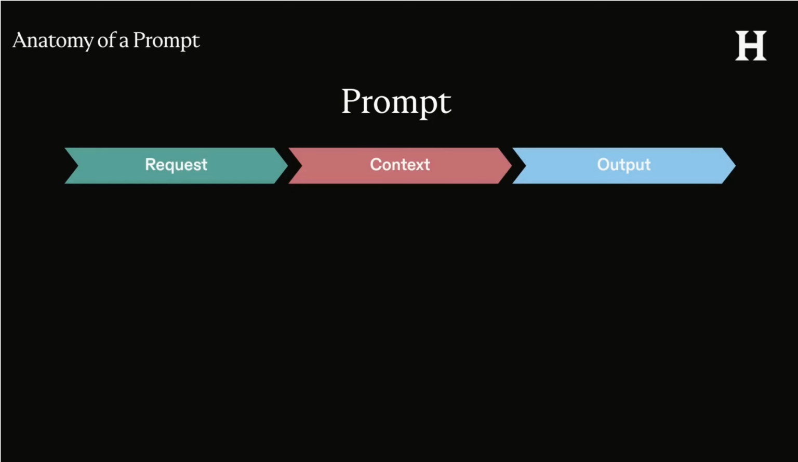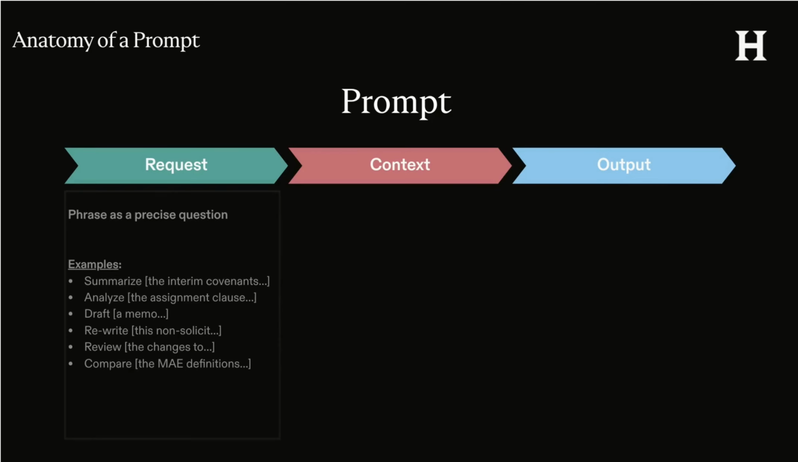Good prompts generally include three key elements: request, context, and output. A request is the action you want Harvey to perform, such as summarize, compare, or explain. Be clear with the action you want Harvey to take.